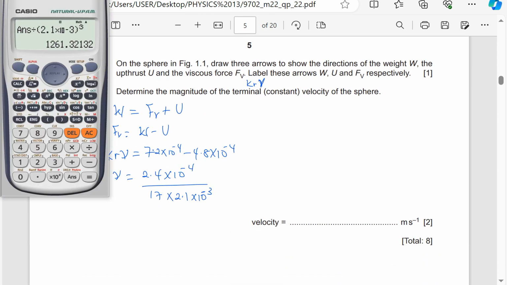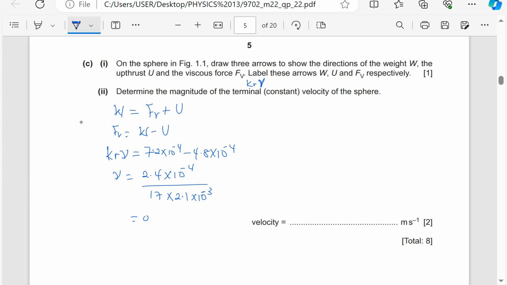So I'll just press my calculator. 2.4 exponent minus 4 divided by 17 times 2.1 exponent minus 3. So this is giving me 0.0067 times 10 to the power of minus 3. So that is 6.7 times 10 to the power of minus 3 meters per second.